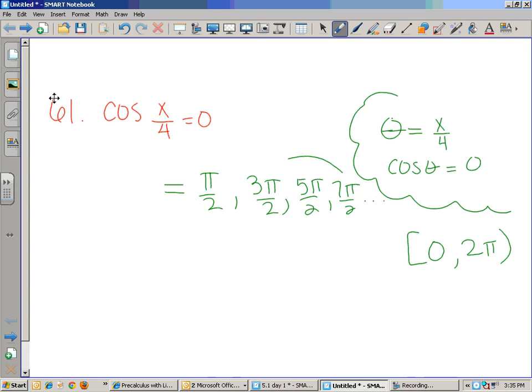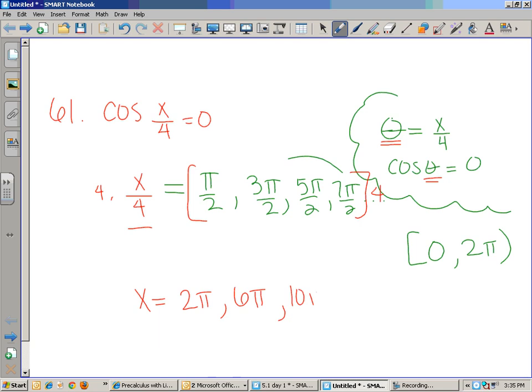Now, theta is what I was looking at. But theta is not just theta right now. Theta is equal to x over 4. And even in Algebra 1, when we were solving for x, we solved for x equals. So I need to back up, because I don't have x. I have 1/4 of x, see? So I need to multiply everything by 4. All of these numbers are now going to be multiplied by 4. If I do that, I get 2 pi, 6 pi, 10 pi, and on and on and on.